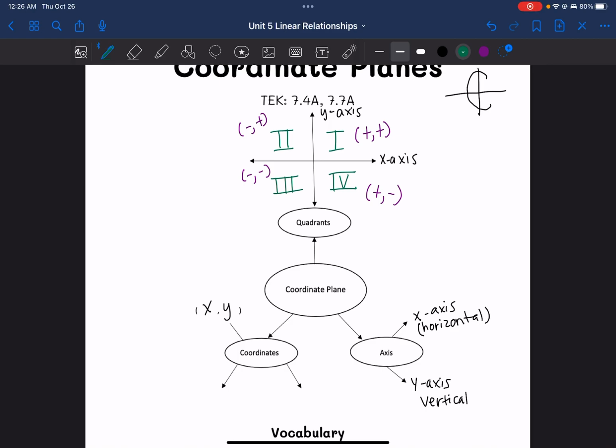The X is only ever going to go left or right. Remember, left is going to be negative and right is going to be positive, okay? The Y is only ever going to go up or down. Up is going to be positive, and down is going to be negative, okay? I also want you to remember that the X is always going to be looked for or searched for first. That's always going to be first. And the Y is always going to be second, okay? All right.